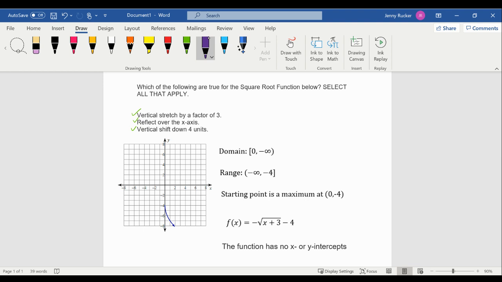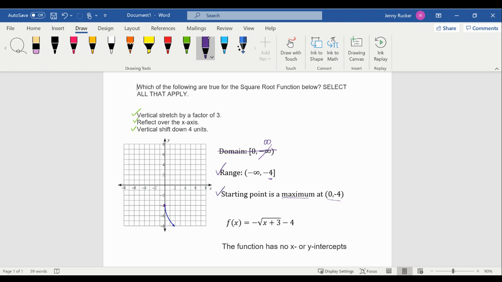So let's look at domain of 0 to negative infinity. So here our starting point is at 0, and our x values are going to still go to positive infinity. So this is not a correct selection. Let's check our range. It's from negative infinity to negative 4. This is a good choice because our y values are going to go all the way to negative infinity, and the highest they will ever get is negative 4. Our starting point is a maximum, and it occurs at (0, -4), so that's a good selection.